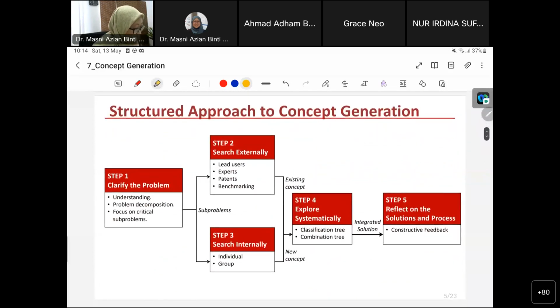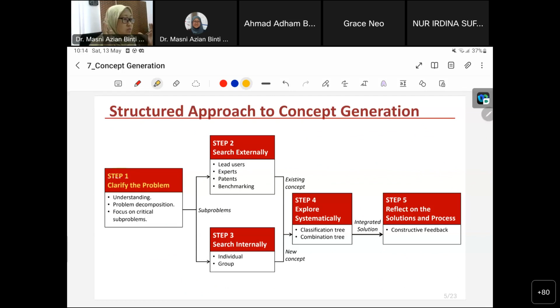Normally in product development, we will follow this five-step approach when we want to develop multiple design concepts. Okay, so the first one, step one, we clarify the problem first. We understand what we want to design.